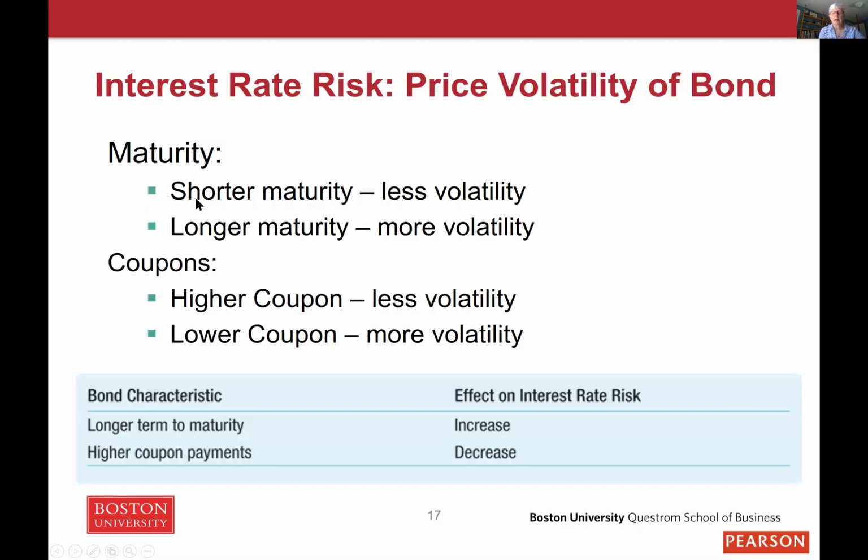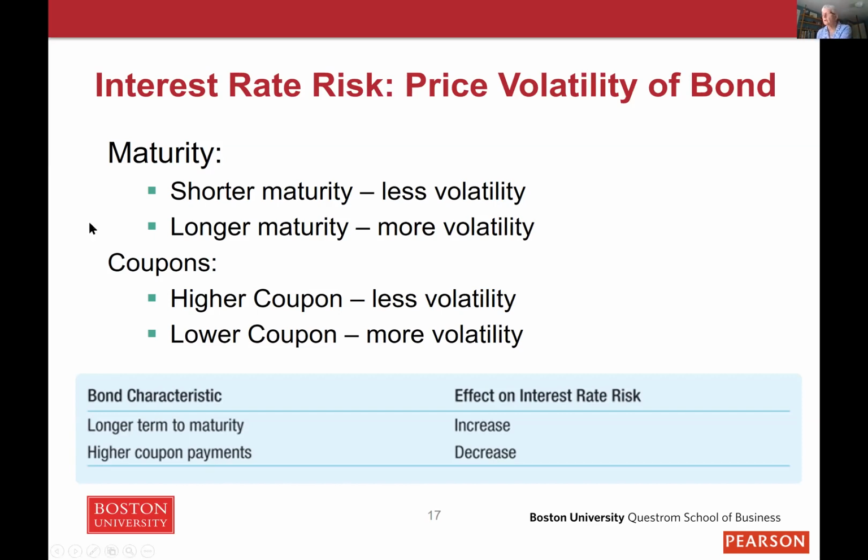So what we're going to sum up here is that a shorter maturity changes less, it's less volatile. A longer maturity changes more, it's more volatile. A higher coupon has the effect of shortening up your maturity a little bit, so it's going to make it change less. And a smaller coupon doesn't affect the maturity as much, so it's going to change more.